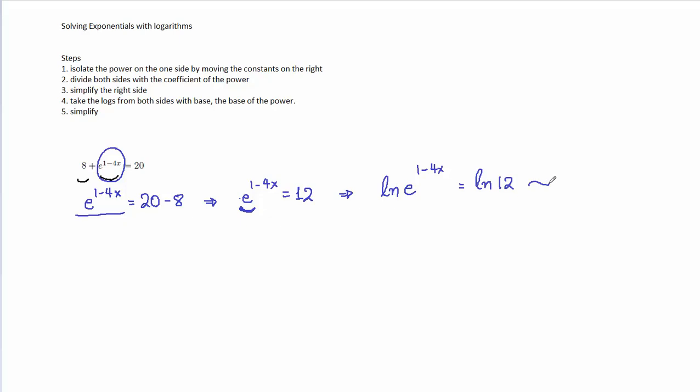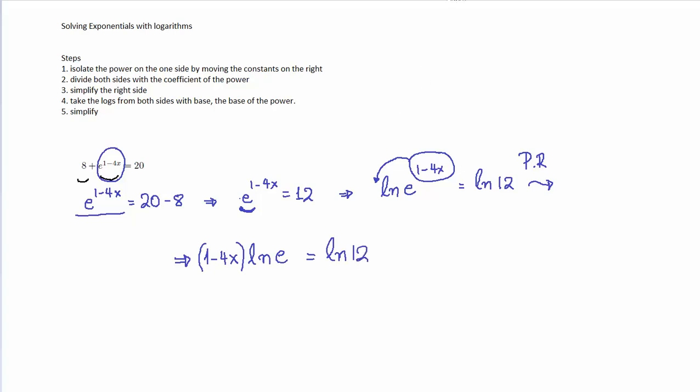And why did we do that? Well, we did that because we have the magic of the power rule. We can apply the power rule in order to simplify the left side of the equation and get rid of this exponent. How? I can remind you that the power rule says that if you have this exponent up here, then this is equal to the same as if you multiply the exponent by the logarithm. So (1 minus 4x), now remember, how many terms do you have here? Two. Put it in parentheses in order to avoid confusion. ln of e is equal to ln of 12.